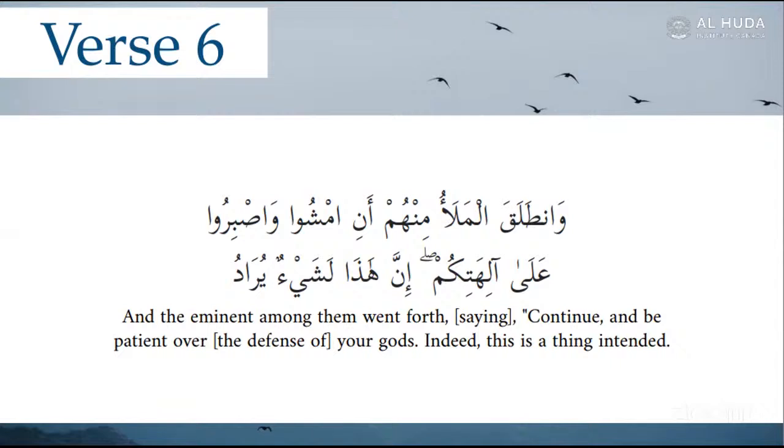Or another way this can be understood is what they're claiming through this statement, Inna hadha la shay'un yurad, is that this message of Tawheed that is being promoted is designed for some selfish motive. It's all planned. This Tawheed to which this messenger is inviting you is something planned and designed so that he, this messenger, can gain power over you. He wishes to end your leadership and become the leader.